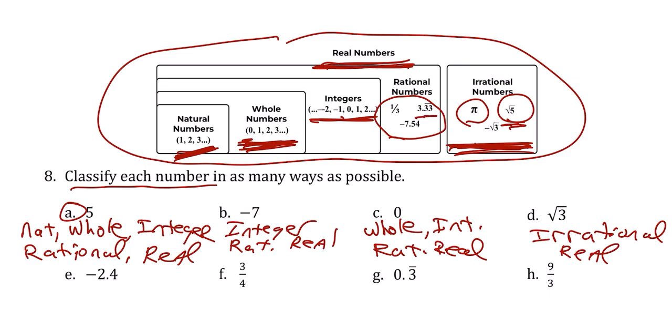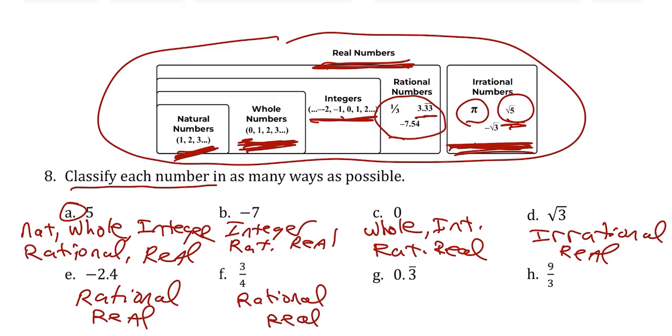Okay, -2 4/10. So that is still rational. It's not an integer because it's not like -1, -2, -3. It skips right over the -2 4/10. So it's rational and it's real. It's nothing before that. 3/4 is also going to be rational and real.